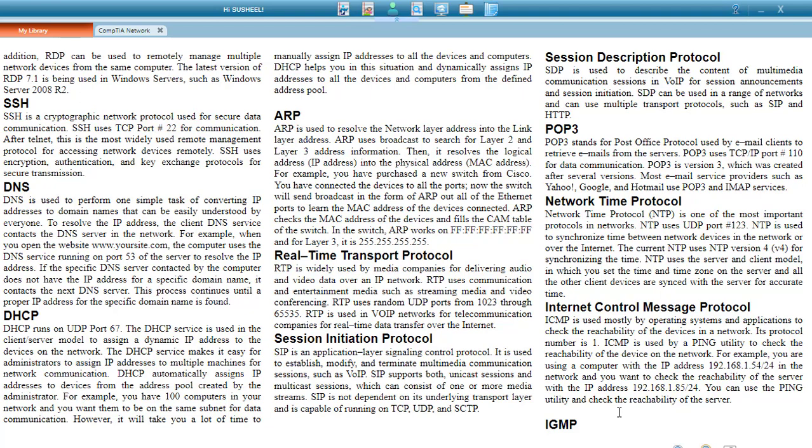POP3. POP3 stands for Post Office Protocol, used by email clients to retrieve emails from the servers. POP3 uses TCP/IP port number 110 for data communication. POP3 is version 3, which was created after several versions. Most email service providers such as Yahoo, Google, and Hotmail use POP3 and IMAP services.